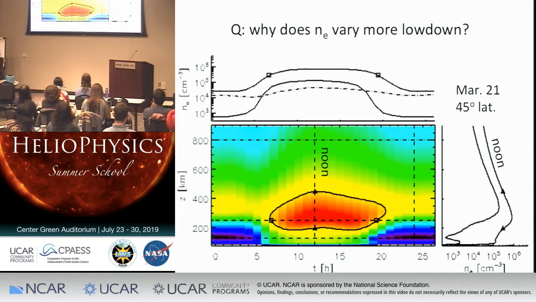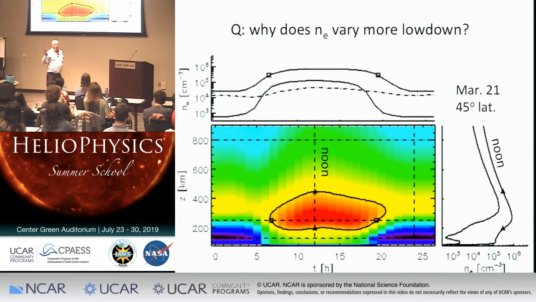You'll see I don't plot anything below 180 kilometers. And then at various times, I've plotted something very low down, something right around the peak, and something high up. And this shows the number density at those heights as a function of time. So you can see for the highest one, it's very steady. For the lowest one, it's low and then peaks and then low again. And then for that intermediate one, it varies an intermediate amount.